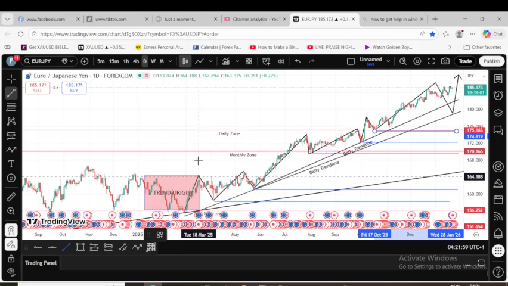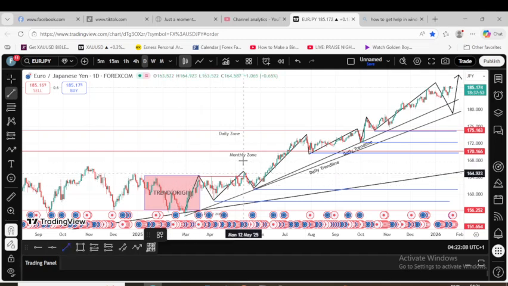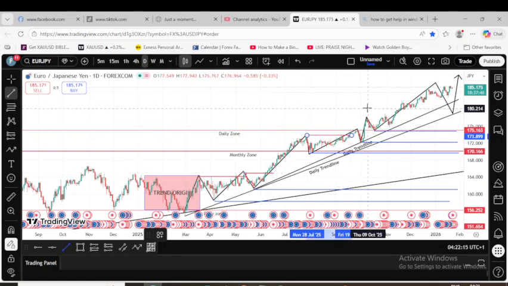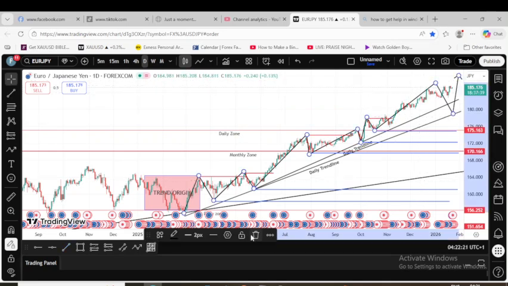So now we identify our higher highs. So we have a higher high here, followed by another higher high, followed by another higher high, followed by another higher high. Okay, so that's it. So let's delete this.